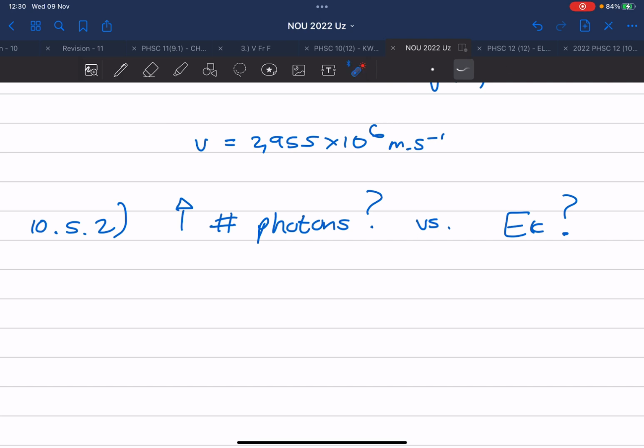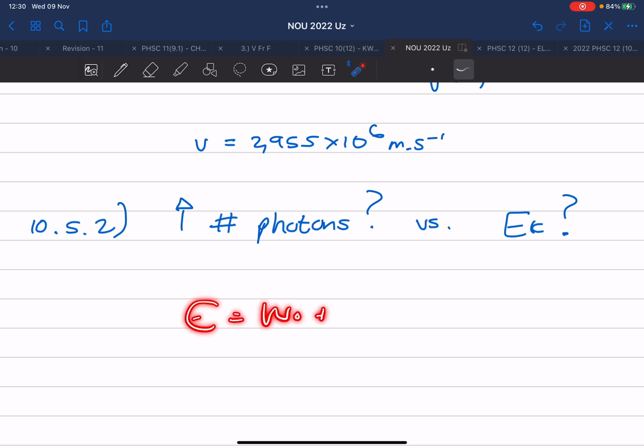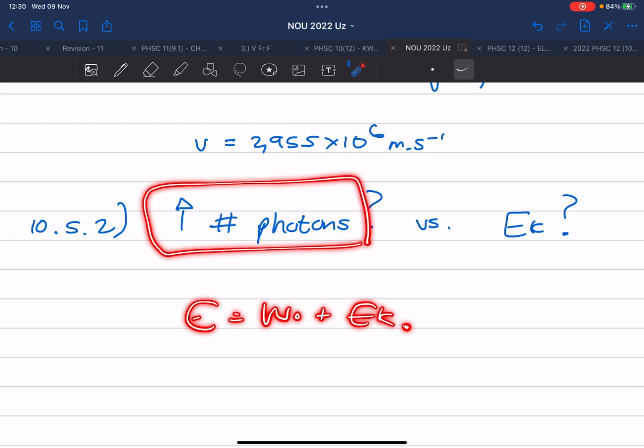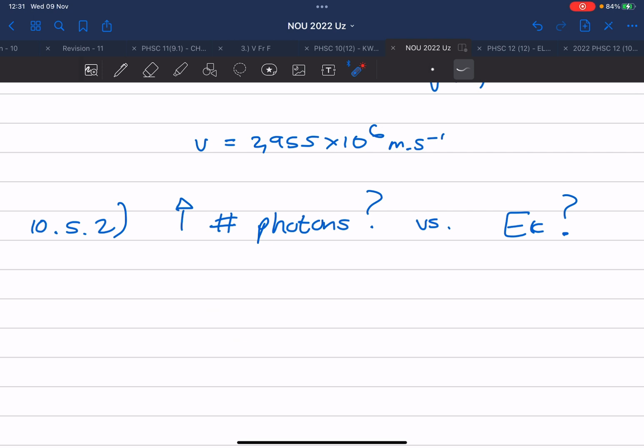Is the number of photons in this formula? Nee. The frequency is, so as jy die frekwensie verander, het hy effek. But the number of photons is not linked to the kinetic energy. So hy gaan geen effek hê nie. No effect. Verduidelik jou antwoord.